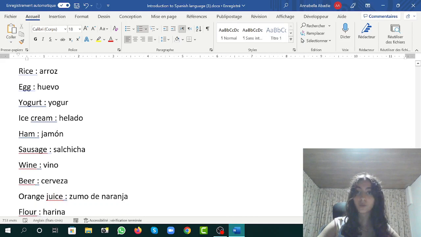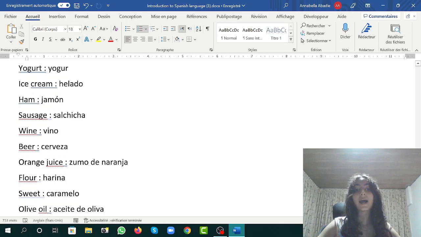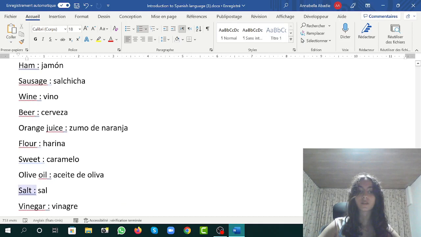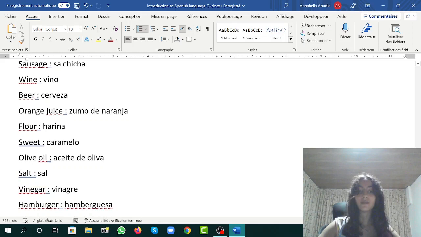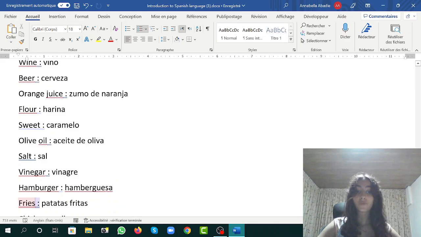Flour is harina. Sweet is caramelo. Olive oil is aceite de oliva. Salt is sal. Vinegar is vinagre. Hamburger, hamburguesa. Fries, patatas fritas.